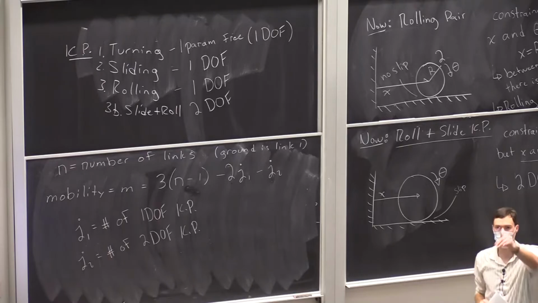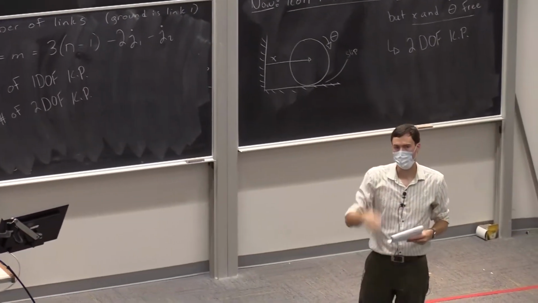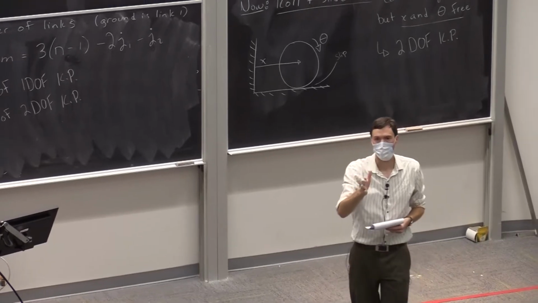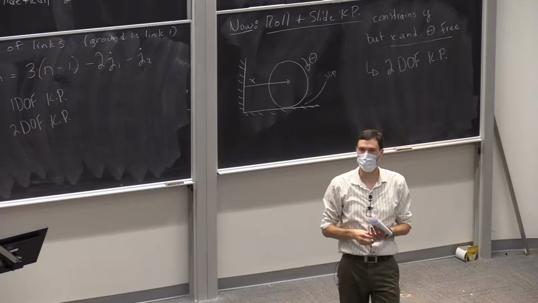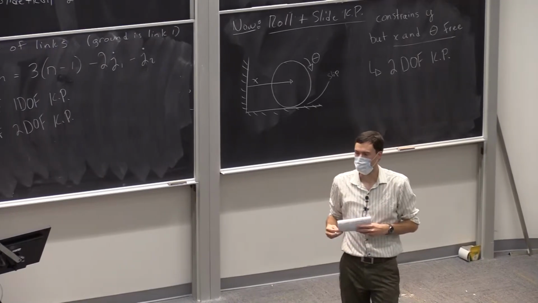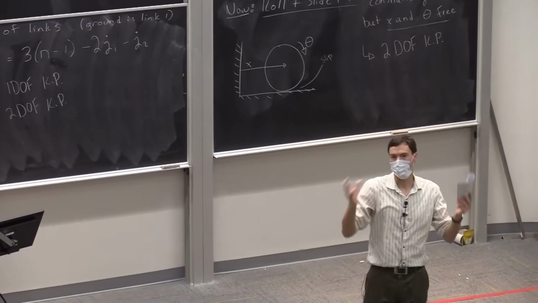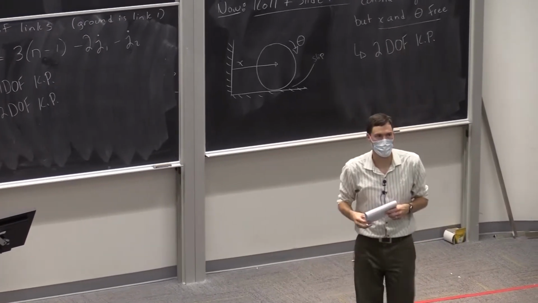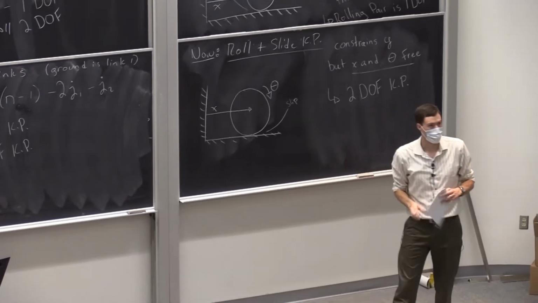Yeah, question? Is the mobility just the degree of freedom of the whole thing? Yeah, the question was, this is right. The mobility is the degree of freedom of the entire mechanism. And sometimes you'll hear mobility referred to as degrees of freedom of the mechanism. I'm not going to use this term, but yeah, that's a good way of thinking about it. Any other questions about our mobility definition?